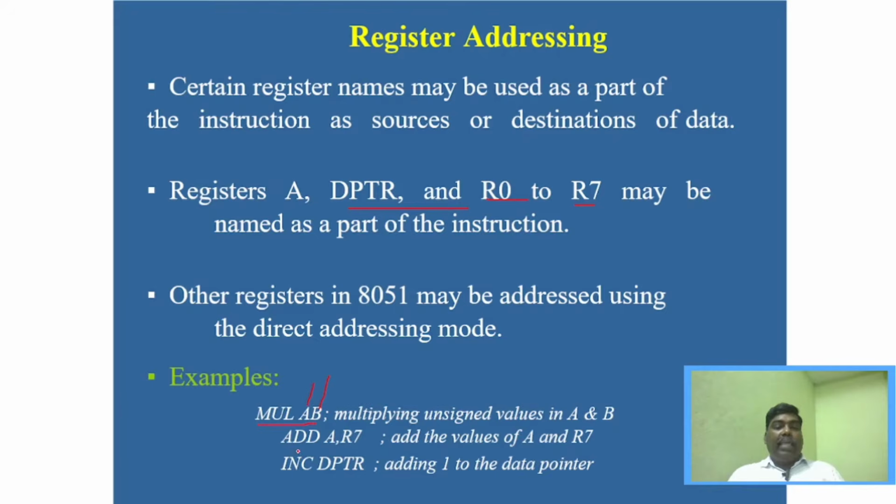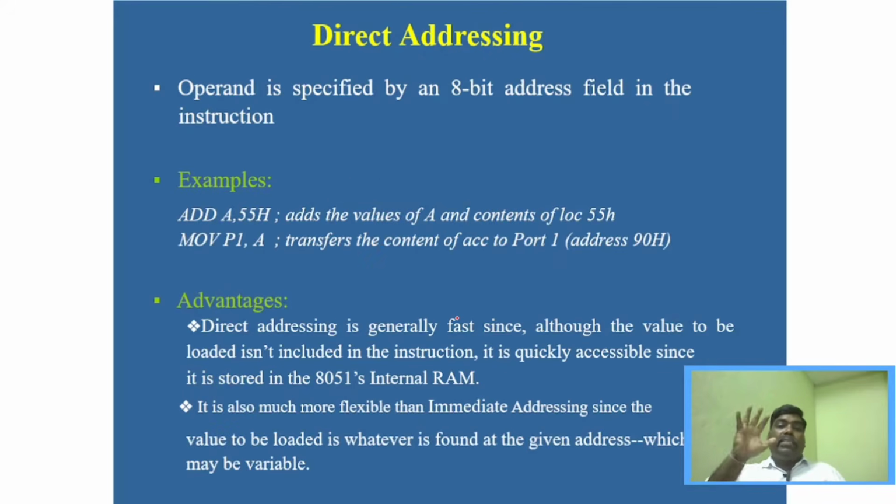Similarly, you can see ADD A, R7. That is, the content in R7 is added with the accumulator and the data is saved in the accumulator. And INC DPTR. DPTR is a register. So whenever you use DPTR, R0, R1, or the accumulator register directly, then that is called register addressing. And what is direct addressing?